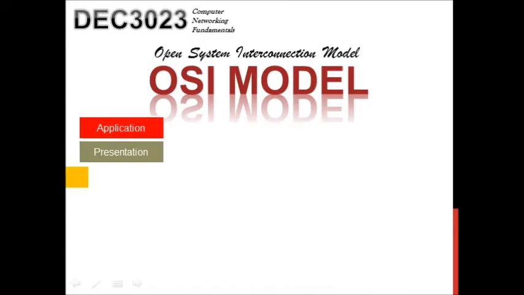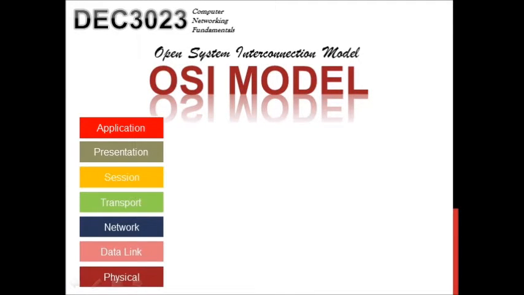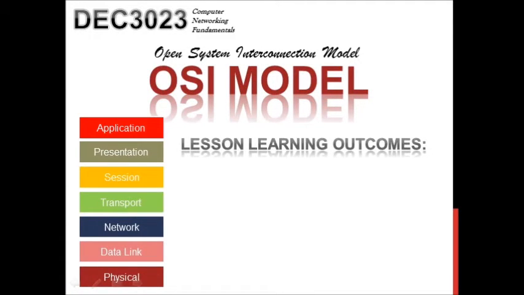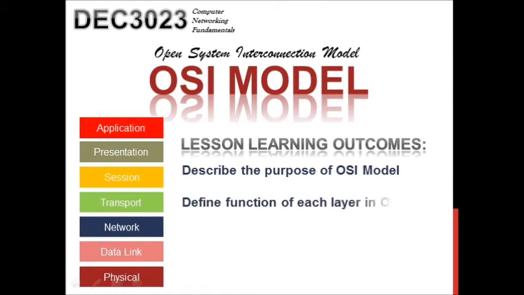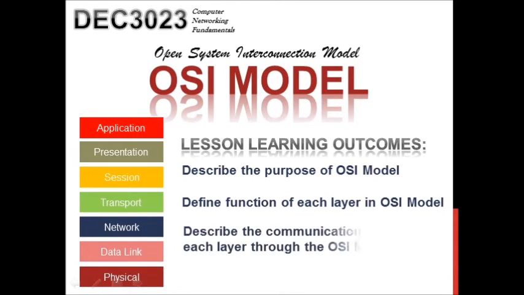Each teaching activity should include learning outcomes. The lesson learning outcomes for this class are: first, to describe the purpose of the OSI model. Second, to define the functions of each layer in the OSI model. And third, to describe the communication process of each layer through the OSI model.